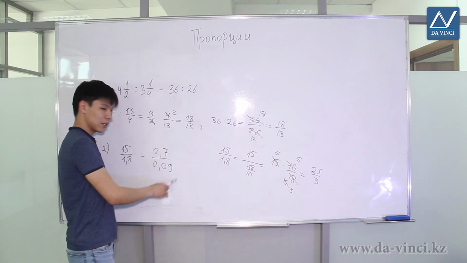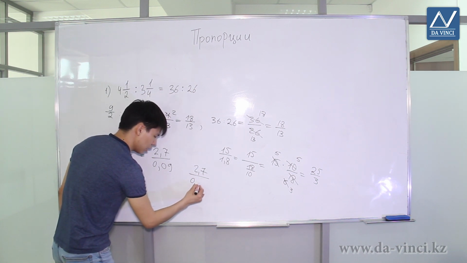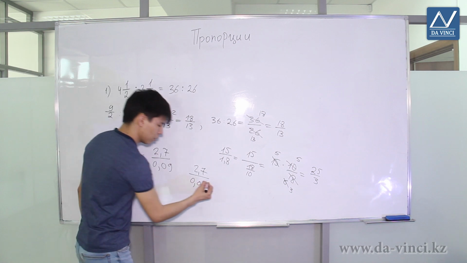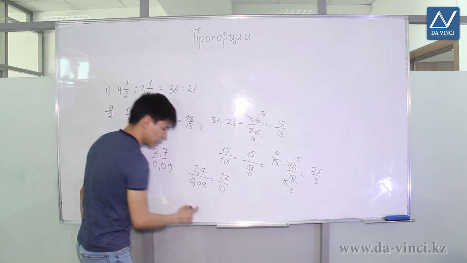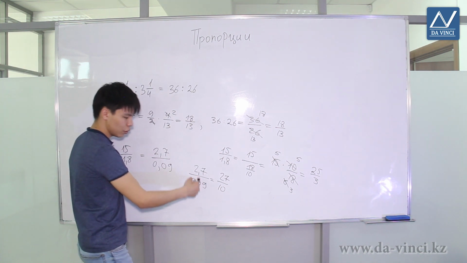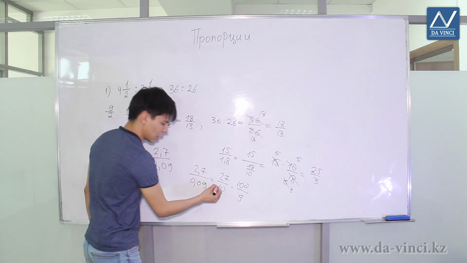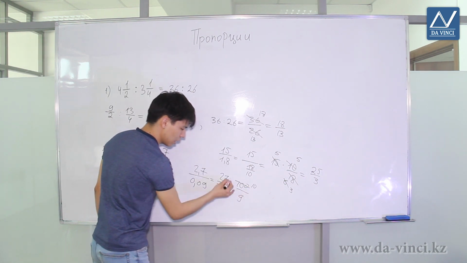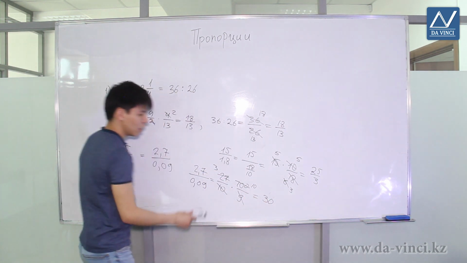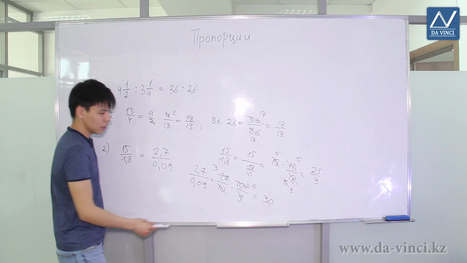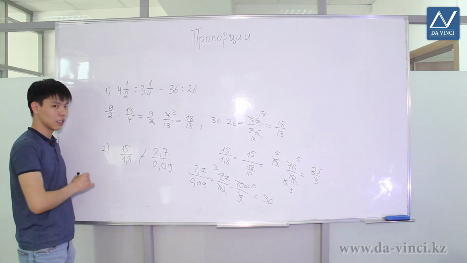Now let's simplify the second part of the proportion. 2.7 divided by 0.09. We can write 2.7 as 27/10. If we divide by 9/100, then we multiply by 100/9. And we reduce. 10 and 100 are reduced. There will be 10. 27 is reduced by 9. 3, so we have 30 in total. The left side is 25/3. The right side is 30. That is, this proportion is not correct. These ratios are not equal.